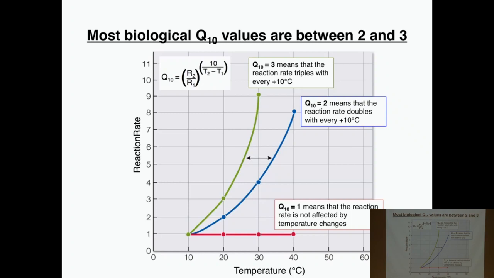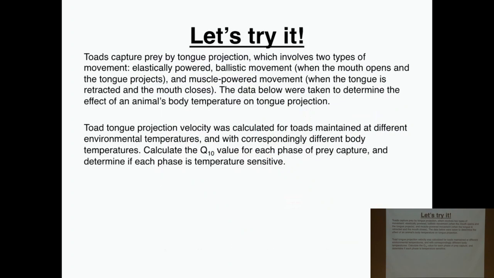So let's look at this example, and I think then it'll make more sense. Toads capture prey by tongue projection. In other words, their tongues shoot out of their mouth and stick to the prey and then bring the prey back into their mouth. So this involves 2 types of movement: elastically powered ballistic movement, when the mouth opens and the tongue projects, and muscle-powered movement when the tongue is retracted and the mouth closes.